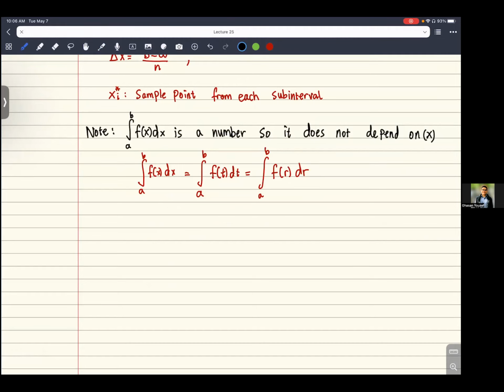Before I give you the example, I'm also going to remind you of another note. The sum of the function f of xi star delta x, from i equals 1 to n, is called the Riemann sum.